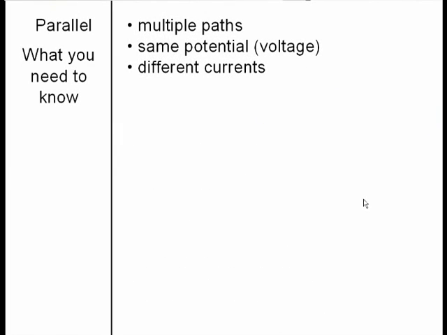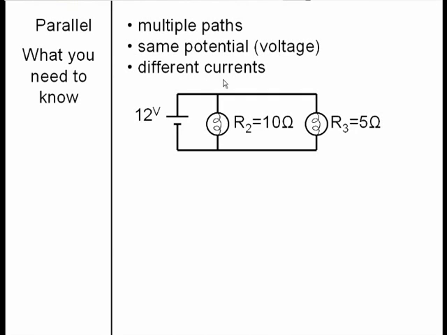All right, what do we need to know about a parallel circuit? A parallel circuit has multiple paths. There's more than one path. The potential is the same for all of the components, but they have different currents. So it's backwards from the series. Series had the same currents, but different potentials. So we'll do the same drawing here, and we'll use the same numbers just for comparison.